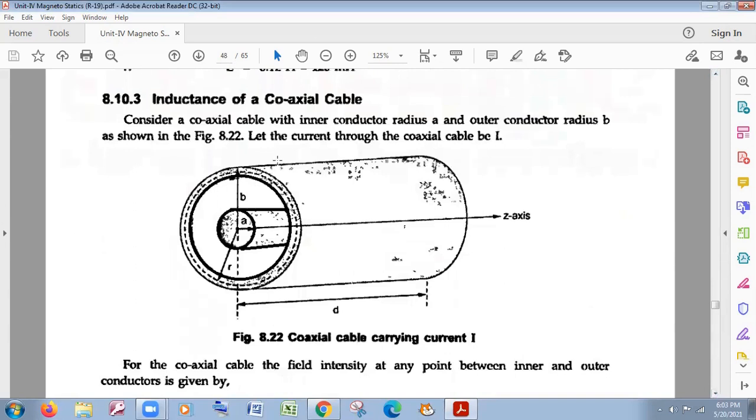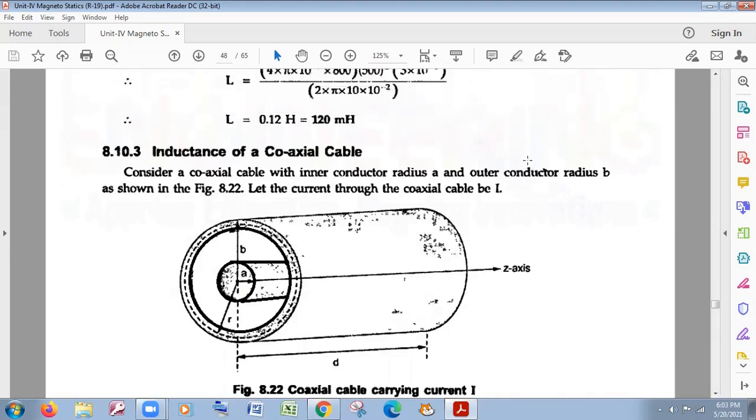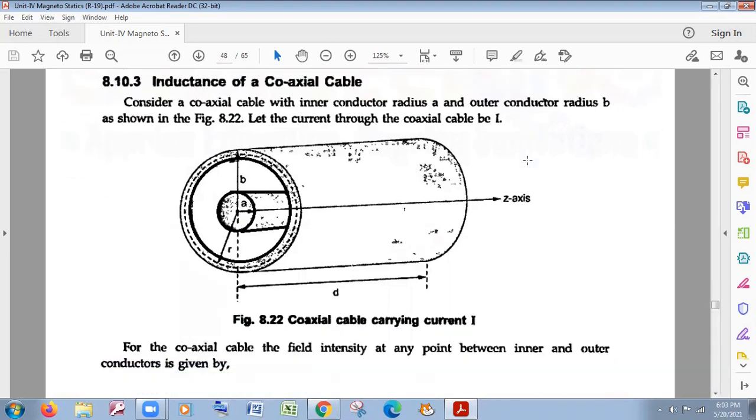You have to find out the coaxial cable inductance L is equal to also. So I will briefly explain these: inductance of the coaxial, inductance of the solenoid, inductance of the toroid. All of it we will get from the total flux linkage. Inductance L is equal to total flux linkage by the total current.